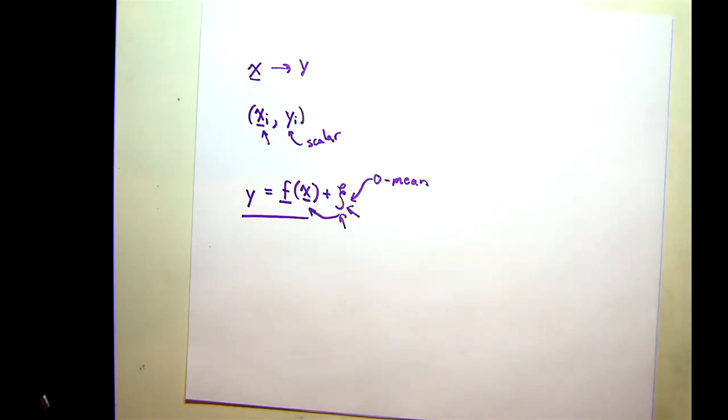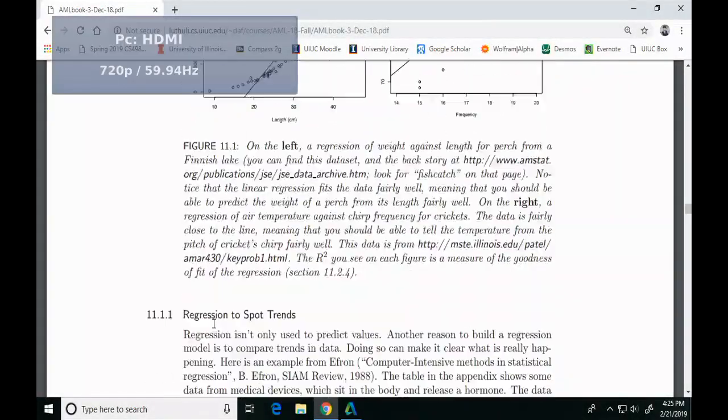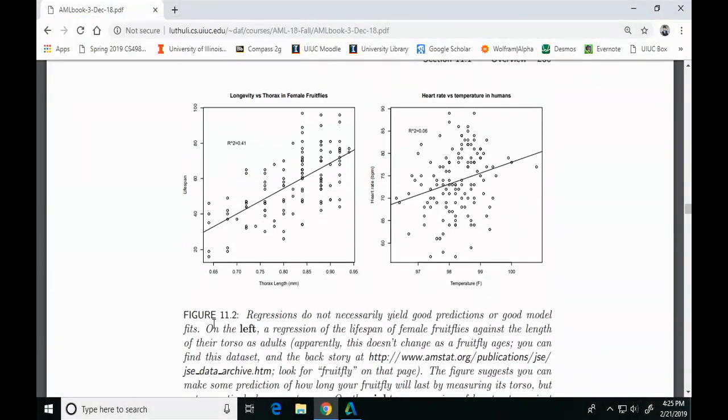The other thing is that regression doesn't always work. So let's look at a couple examples where regression didn't work. We're going to jump back and forth to the examples a lot today. Here are two examples where the regression is fairly poor. On the left-hand side is the thorax length of, I think, female fruit flies, and their lifespan. And you can see that there's a lot of variance in the data.